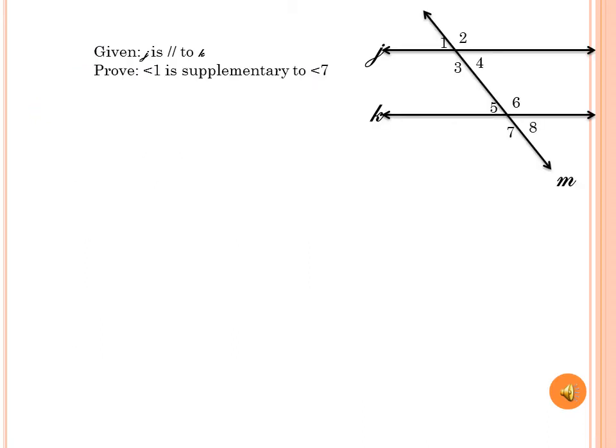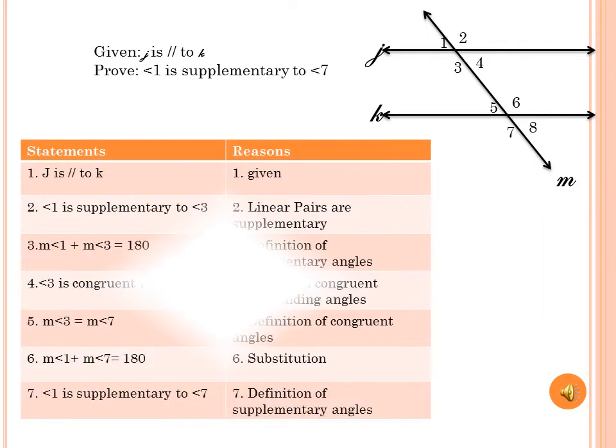Now let's do a proof. The given will be line J is parallel to line K. We'll prove that angle 1 is supplementary to angle 7. Now we already know that J is parallel to K for the given, so let's go on to the second one. So number 2 would be angle 1 is supplementary to angle 3. The reason would be that linear pairs are supplementary.